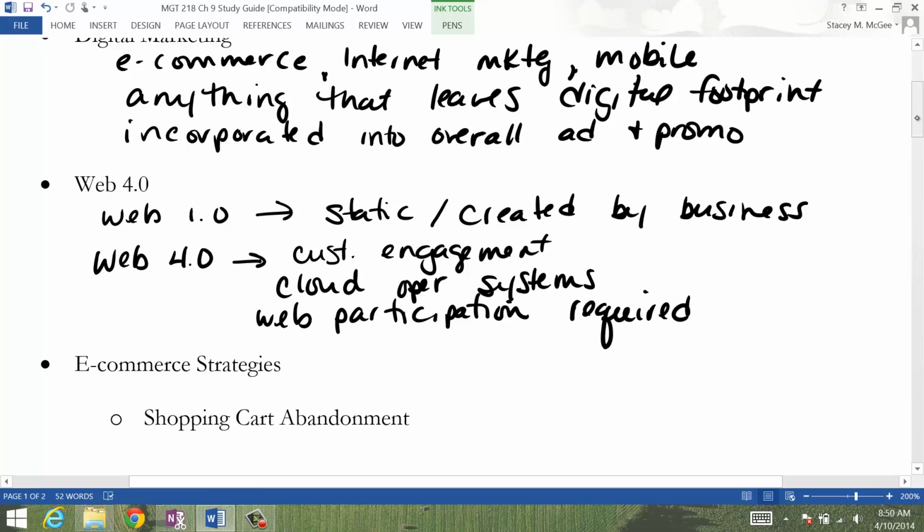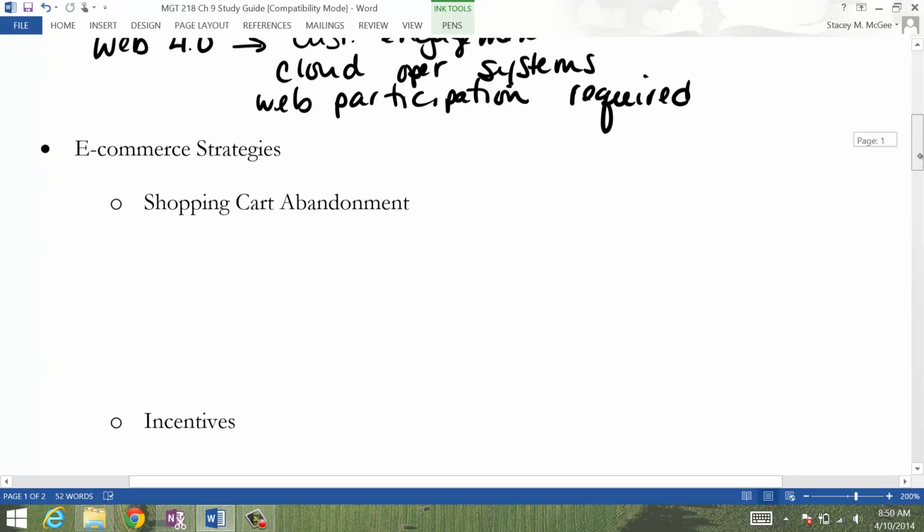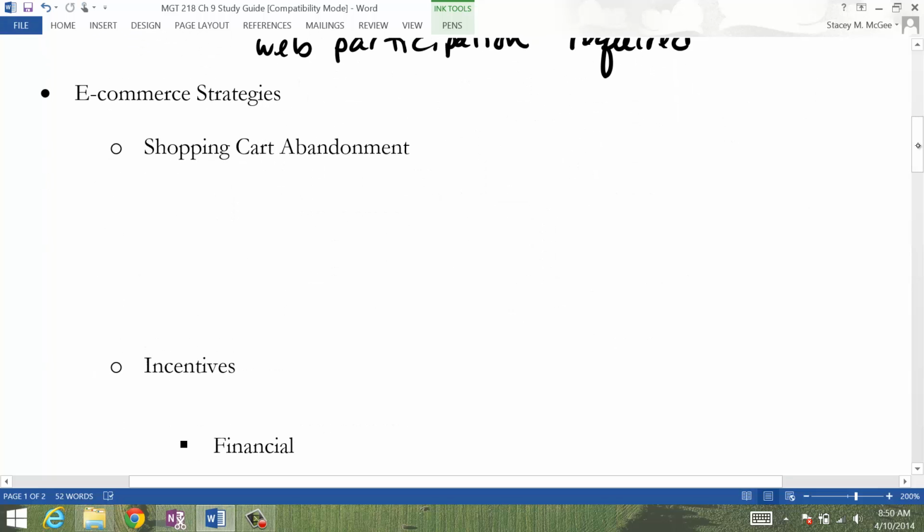So let's talk about doing business over the web, which is e-commerce, and some strategies there. One of the biggest dangers of it is shopping cart abandonment. If somebody starts looking, they start shopping, and again, not all businesses sell over the internet. Some people just advertise over the internet. Some people actually sell over the internet.